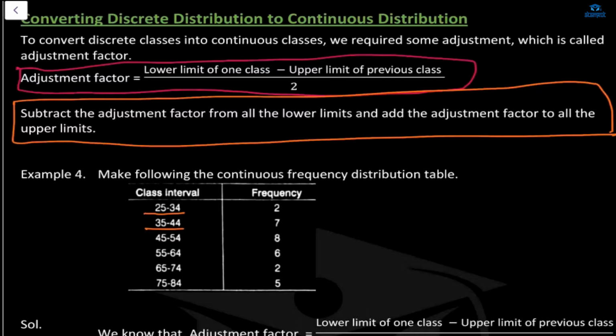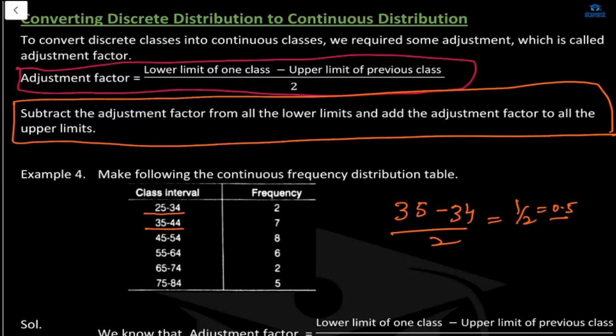So you have to basically go to 35, the lower limit of the next class, minus the upper limit of the first class, the upper limit of the previous class. So it is 34 upon 2. So it will come 1 upon 2, which will be 0.5. So this 0.5 you are going to subtract from all the lower limits and add to all the upper limits.